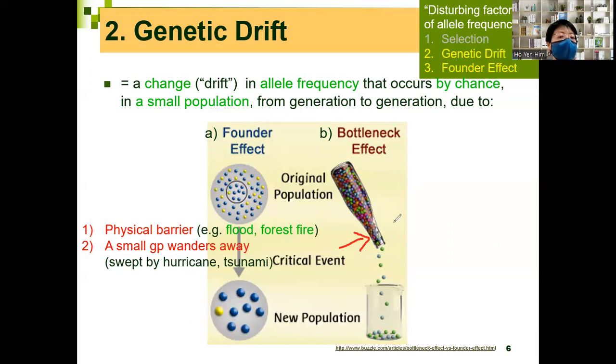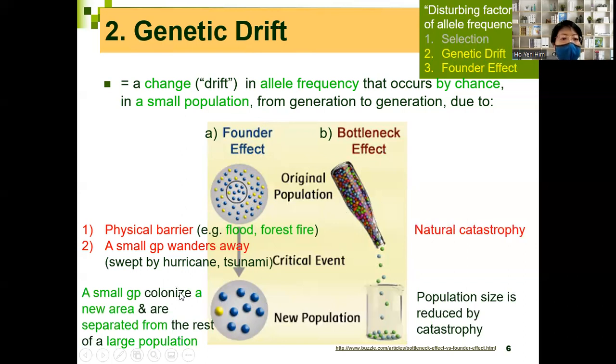In both cases, there will be genetic drift, meaning a slight change in the allele frequency starting from the original small population, because a small population is subjected to more change than a bigger population. So this is the meaning of genetic drift and founder effect, and also bottleneck effect. Okay.